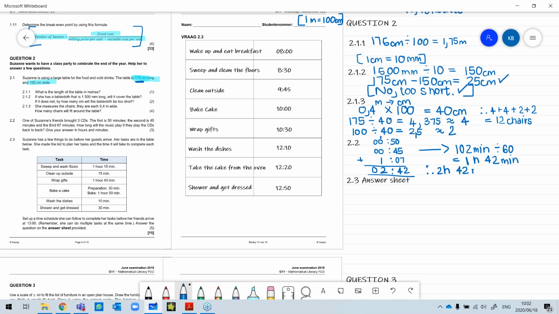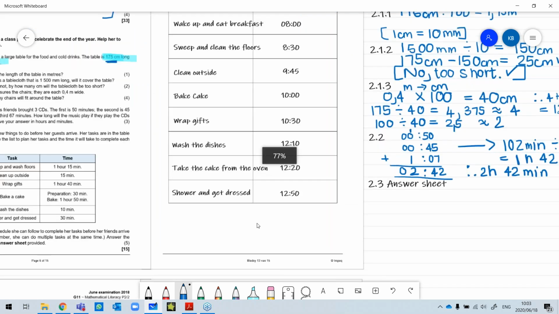Okay, question 2.3. Now, this is an interesting and quite fun question, as there are so many possible solutions to this question.